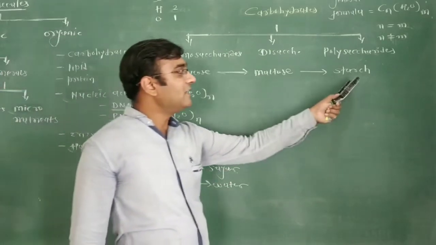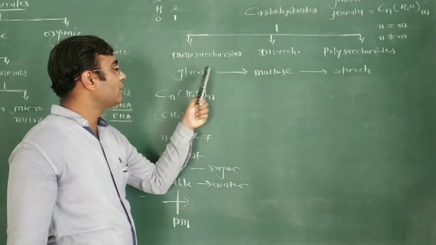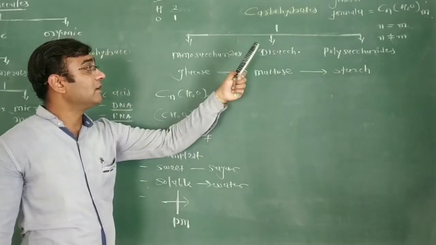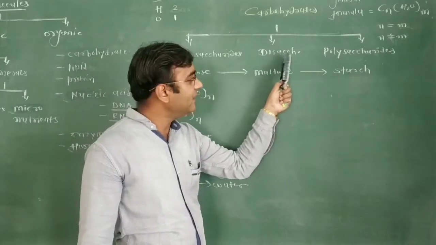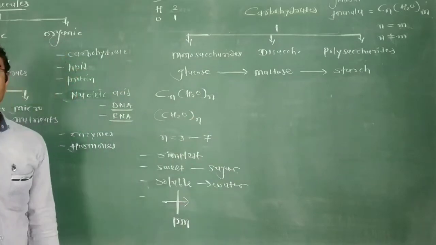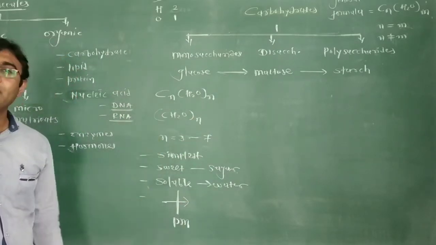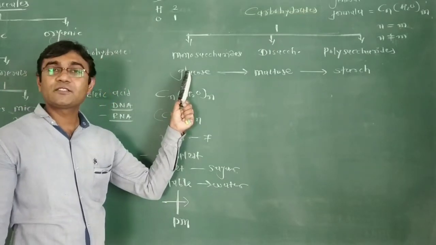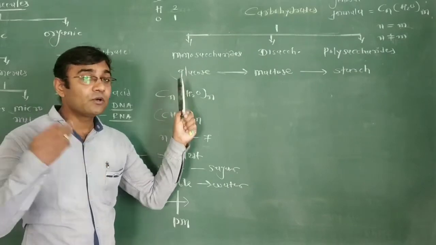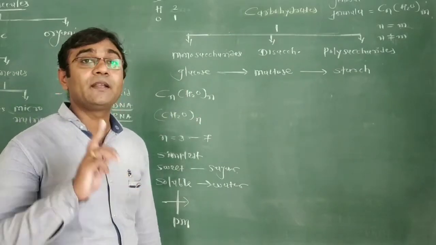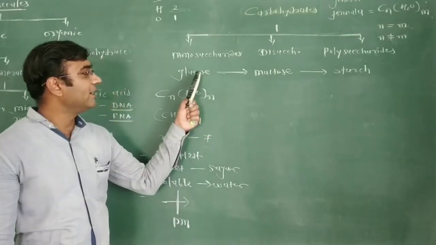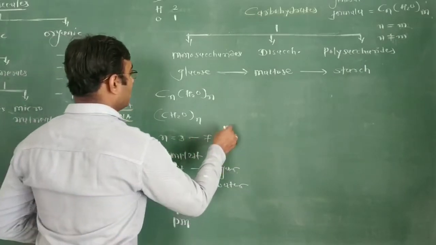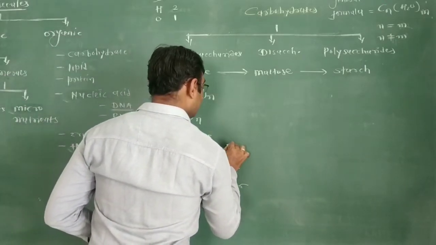Now see, starch is hydrolyzed to produce maltose, maltose is hydrolyzed to produce glucose, meaning polysaccharide is hydrolyzed into disaccharide, disaccharide is hydrolyzed into monosaccharide. But monosaccharide is not further hydrolyzed, meaning glucose is not further hydrolyzed. Yes, glucose goes inside respiration, that is okay, but a water molecule does not directly enter glucose and glucose does not split into any component. So an important characteristic of monosaccharide is that it is not hydrolyzed.